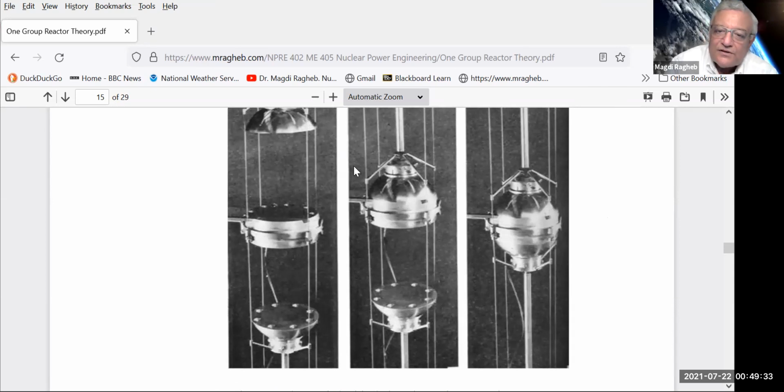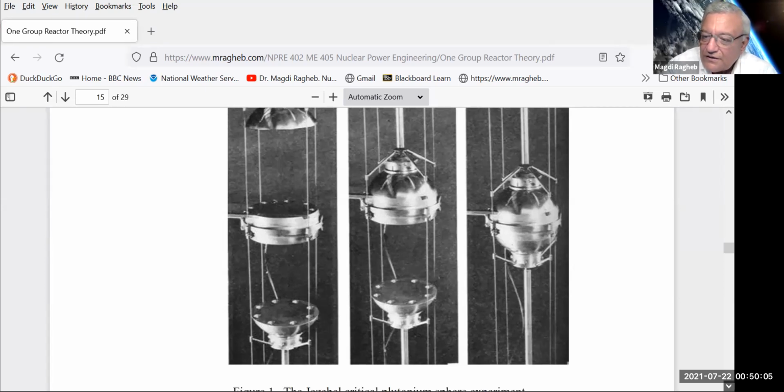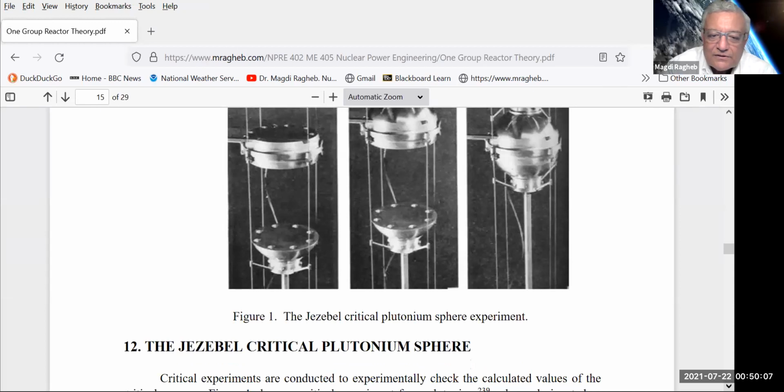And they're experimenting here, checking the theoretical calculation that we have done a few moments ago, by bringing in hemispheres on a wire with a machine, obviously from a distance. And they have here different cylinders of plutonium-239, and they keep adding parts of plutonium-239 from the top and the bottom. In that case, you have a critical configuration, so they can check the theory against the actual experiment.